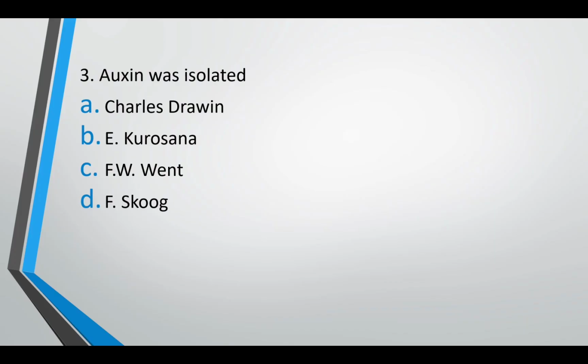Question 3. Auxin was isolated first by A, Charles Darwin, B, E. Kurosawa, C, F. W. Went, or D, F. Skoog. Auxin was isolated for the first time by. The correct answer is option C, that is F. W. Went.